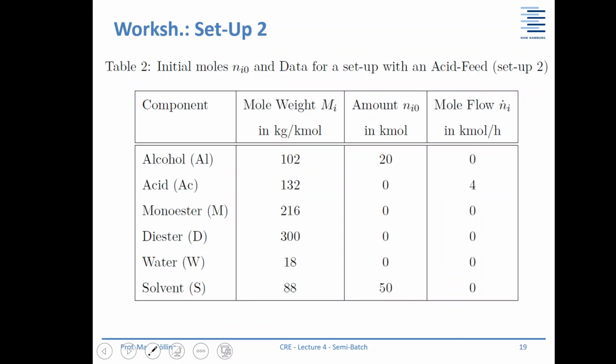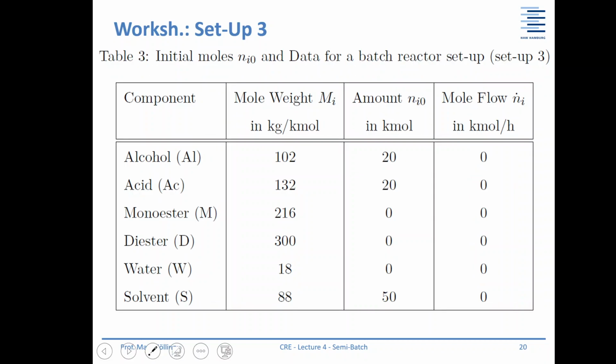Okay, but to see the effect of this, I said in total we want to have 3 setups. So the other setup would be that we change it. We put in the alcohol at the beginning with 20 kilomoles, and we have a mole flow of our acid with 4 kilomoles per hour, and again it's 5 hours of feeding to the reactor and 1 hour of batch reaction afterwards. And setup 3 would be that you have no mole flow to the reactor, but it's just a typical classical batch reactor, so you just put in the amounts of your components in the beginning, and then it's just a simple batch reaction. With these 3 setups, we can compare and see how we can get the highest amount of monoester, so our wanted product.